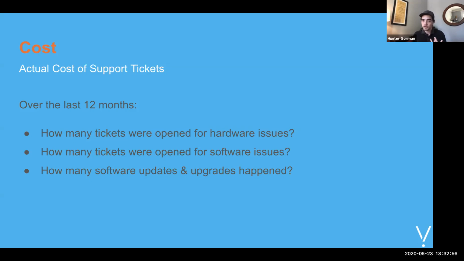How many tickets were opened because of hardware issues? How many tickets for software issues? And then did we actually get what we were paying for in terms of software upgrades and updates from the OEM? Now, for this example, our customer in the Pacific Islands had 3 hardware tickets. They had 9 software tickets, and there actually weren't any significant upgrades during this period of time that we're talking about today. That also makes it easy for the webinar.